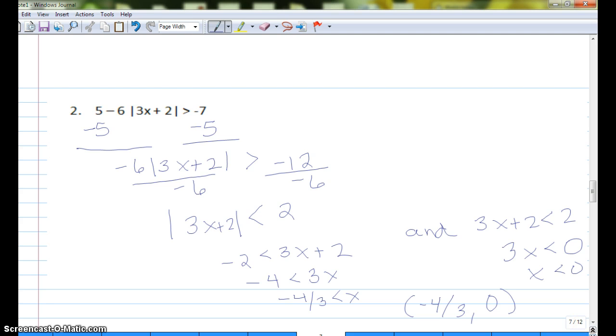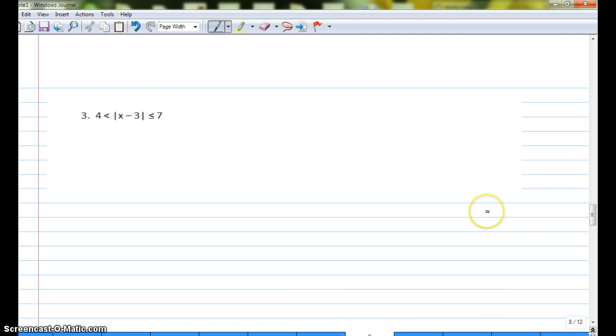Okay, let's do one more. So here we actually have two inequalities. We want the absolute value of x minus 3 to be between 4 and 7. So first we're going to look at 4 is less than absolute value of x minus 3. And then we'll look at separately the absolute value of x minus 3 is less than or equal to 7.